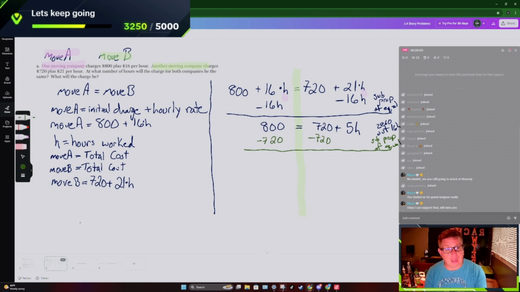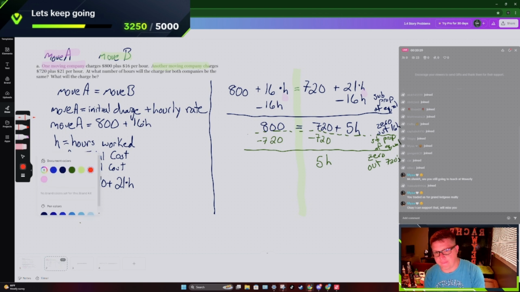Now, when we do that, why we're doing this is because if I do a positive 720 minus 720, now I'm just left with the 5h. We have zeroed out the 720s. So that's why we're doing it. I'll try and do a dotted line to it. Now, 800 minus 720, that's going to get us to 80.